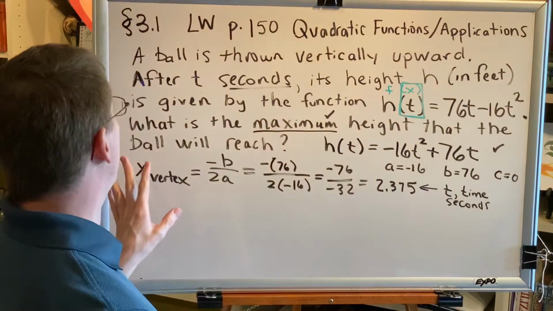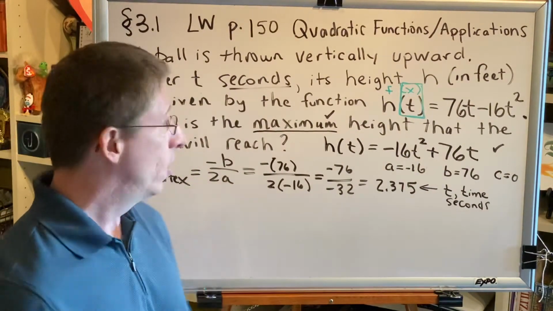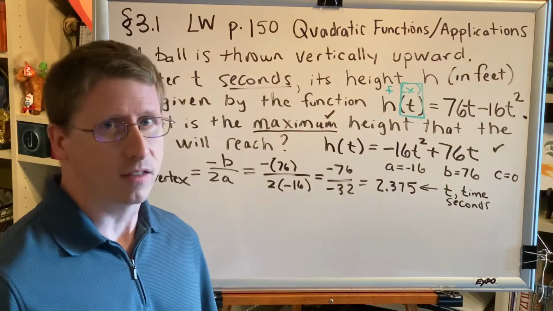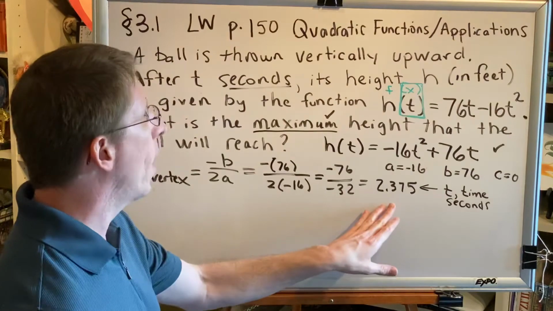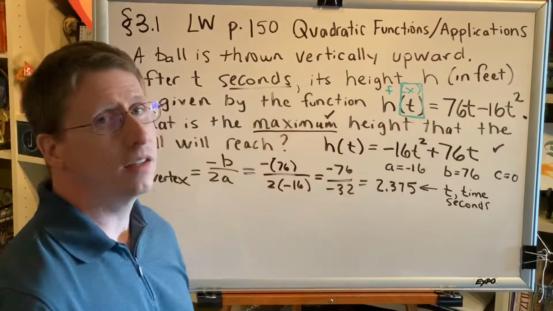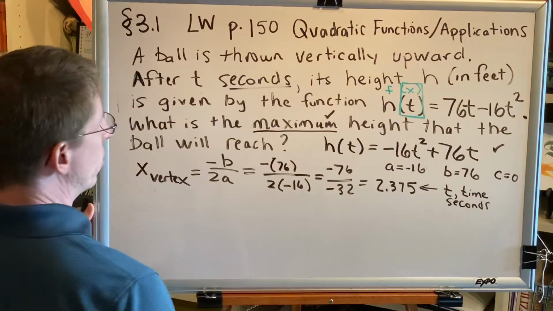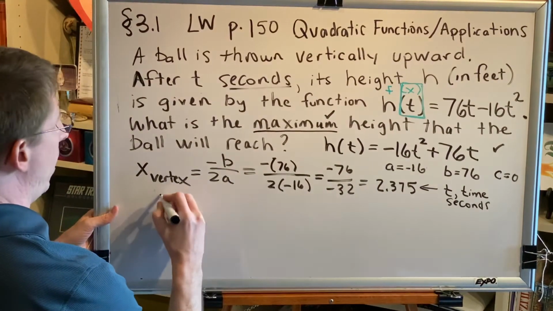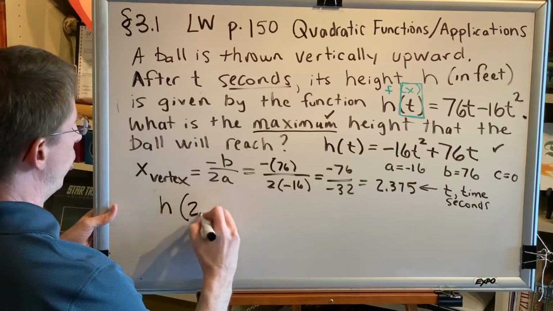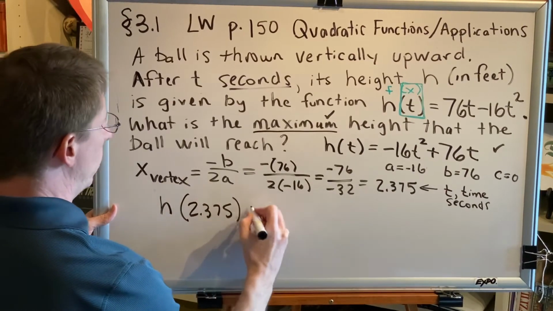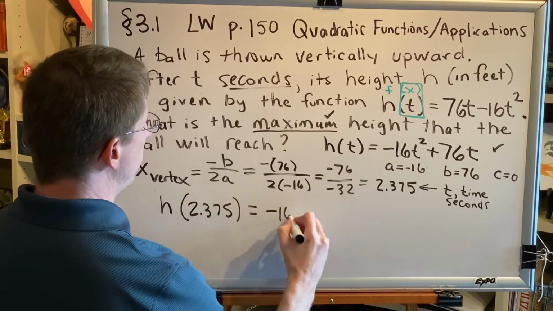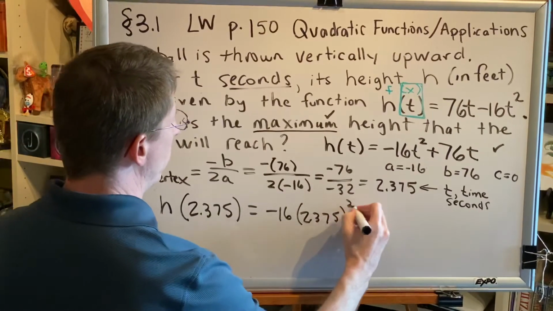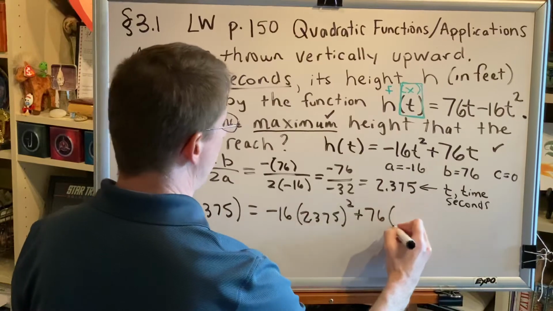The question we've been asked to answer is, what is the maximum height? So this can't be our answer. In other words, we need to plug in this x and find y. Or said another way, we need to plug in t to find h. Okay, so let's plug in t equals 2.375 into our equation. We get h of 2.375 equals negative 16 times 2.375 squared plus 76 times 2.375.